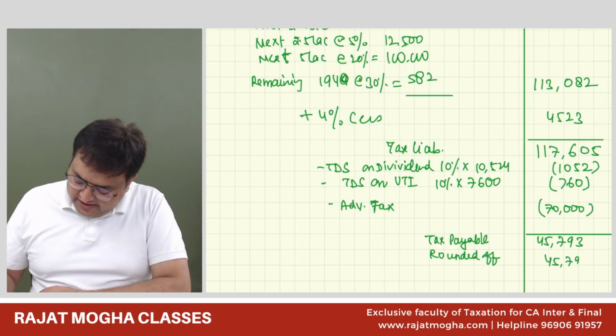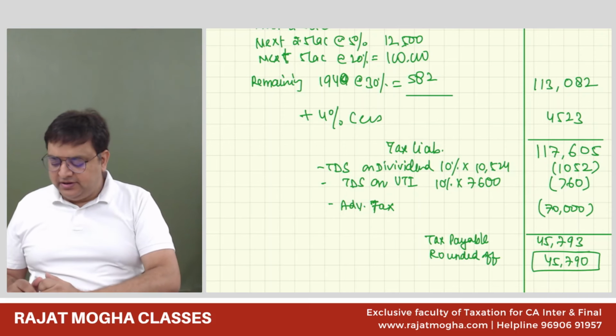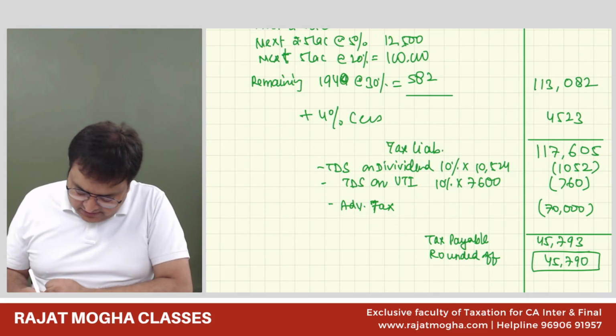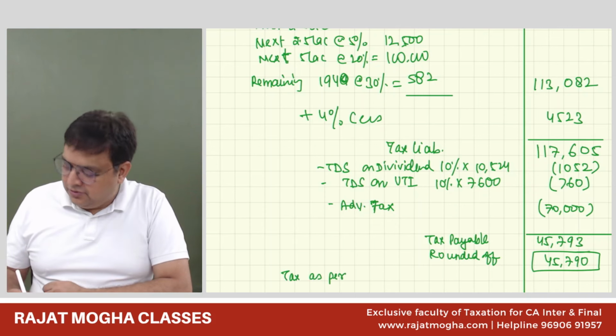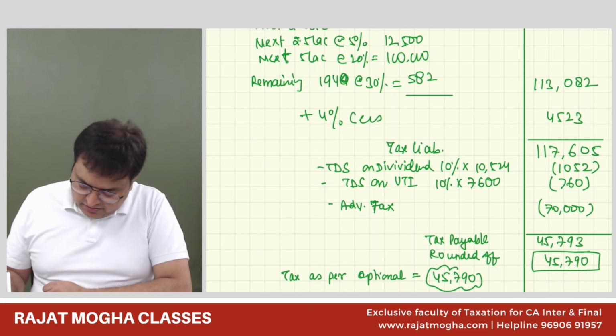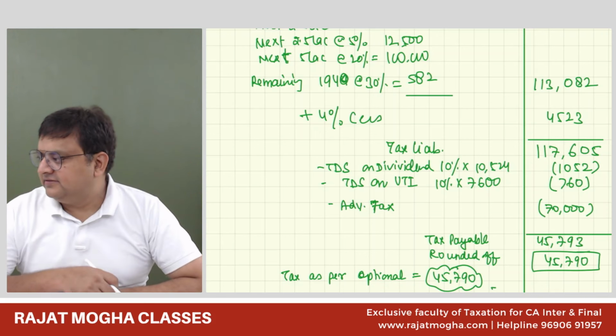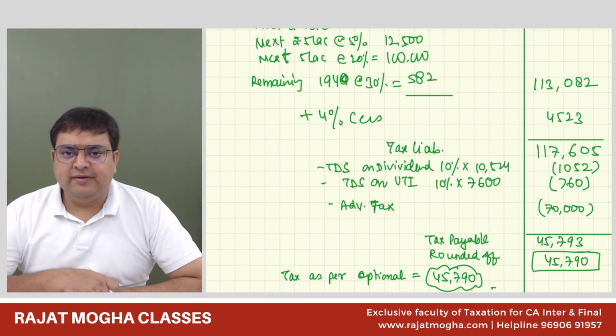Four five seven ninety. This is your tax payable as per the optional regime. 45,790. So tax as per optional regime is 45,790. Now we have to tell the assessee whether this option is beneficial for him or not.